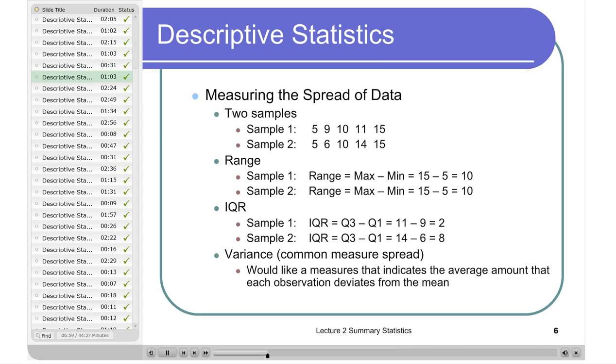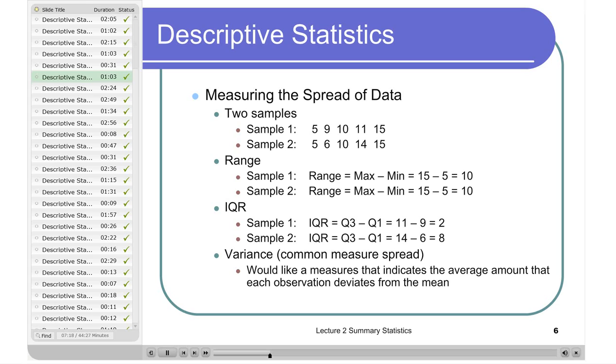Now we're going to start talking about ways of measuring the spread in a data set, and we're going to be looking at these two samples that consist of numbers between 5 and 15. You guys have already talked about the range of a data set, which is just the maximum minus the minimum. So for both of those samples, the range is just 15 minus 5, which is 10.